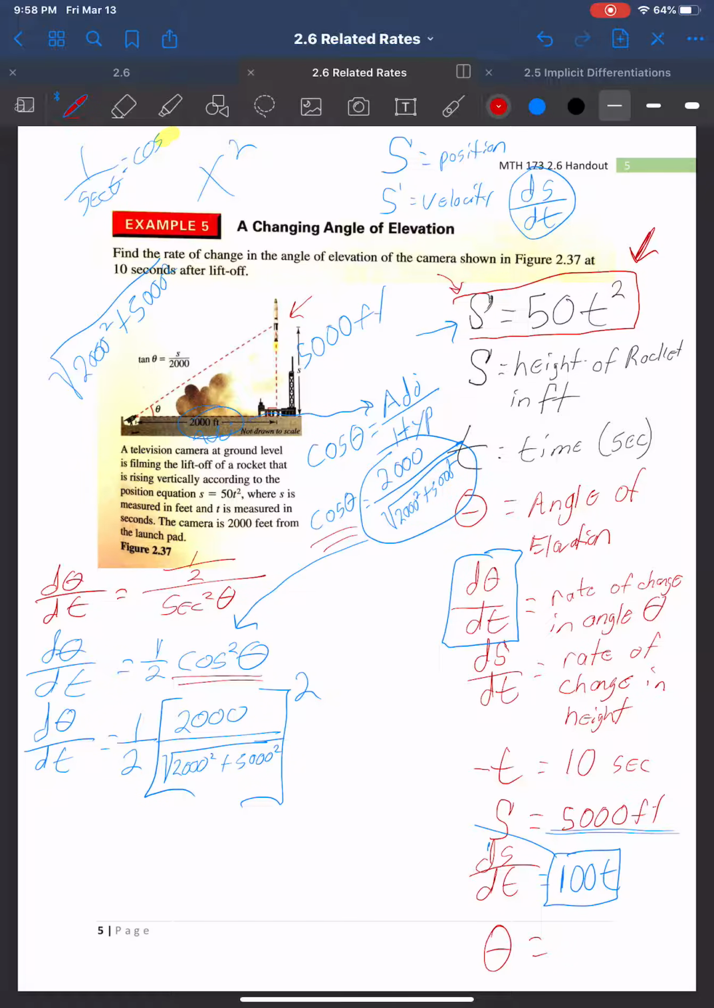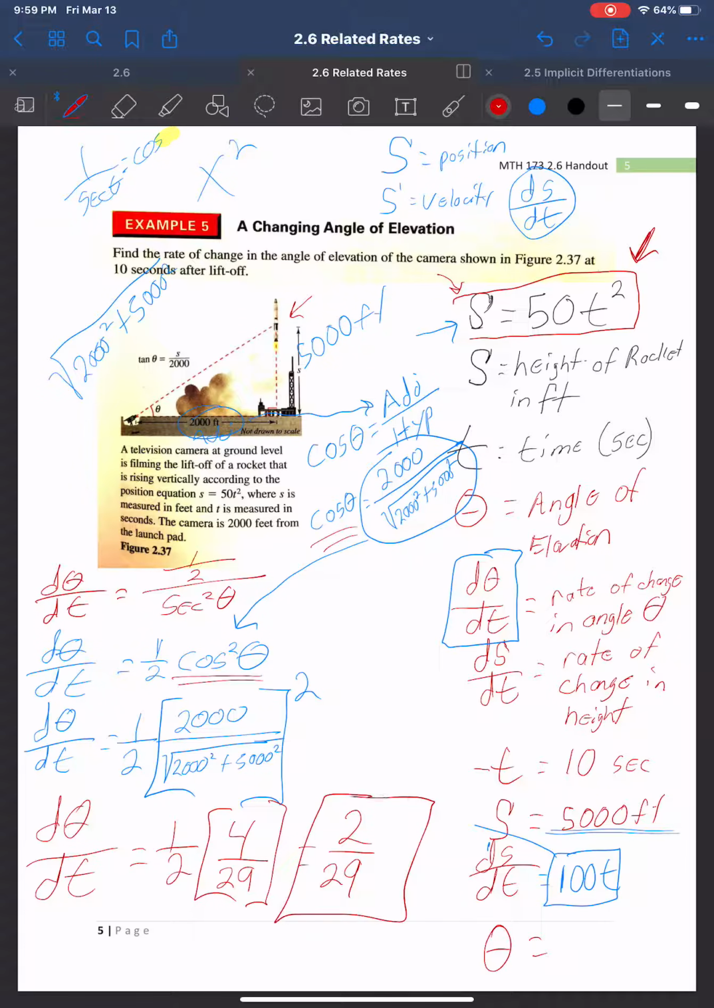At this stage, we're going to let the calculator do some heavy lifting for us. This is going to end up being 1/2 times, and you can always double check me, if you square everything, this is just going to be 4 over 29,000,000, and take away that radical, reduce, we should get 4/29. In other words, once you multiply these together and reduce, you should get 2/29. That is your answer.